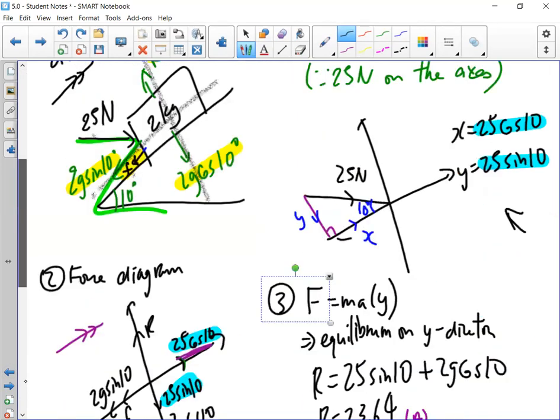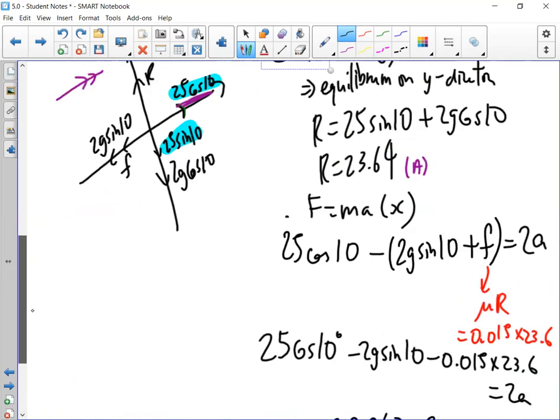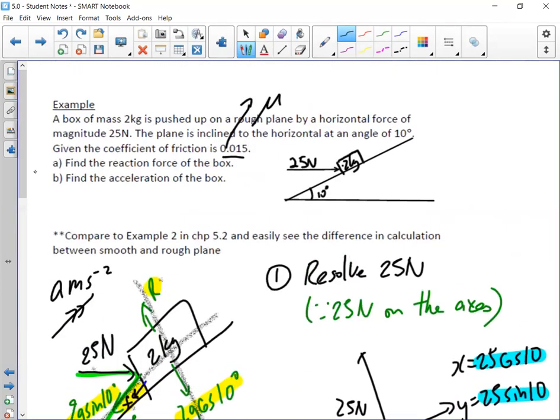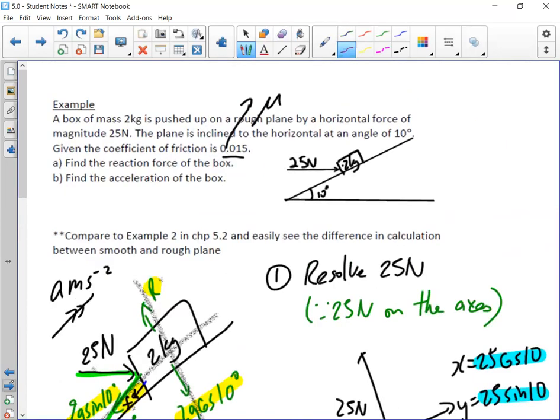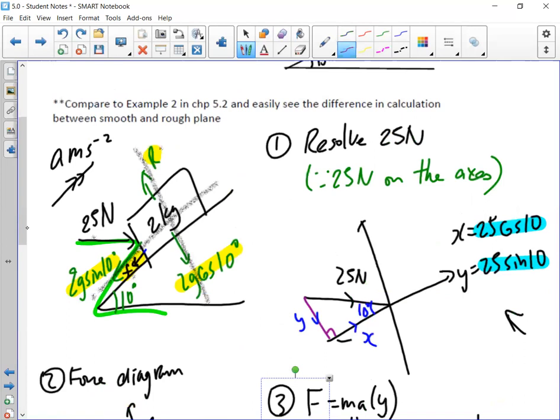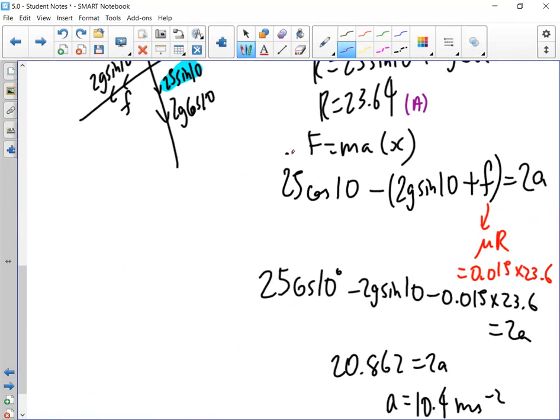If you do get confused about what's going on in here, don't be, because we'll be practicing a lot in chapter 7. The main things you've learned today are two things. One, a new formula: F equals mu R, friction equals coefficient of friction times reaction. Second, a recap of the three steps: resolve the 25 Newton force, force diagram, and then F equals ma in y and F equals ma in x. That's the method we use in forces and friction.